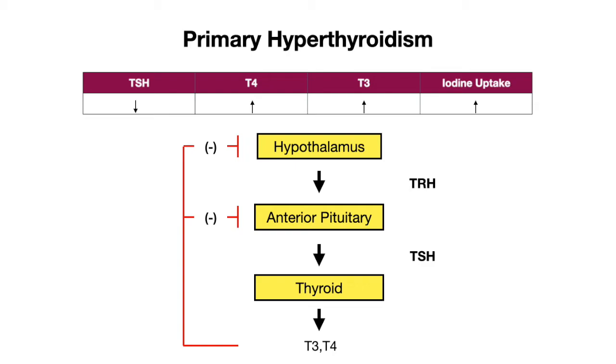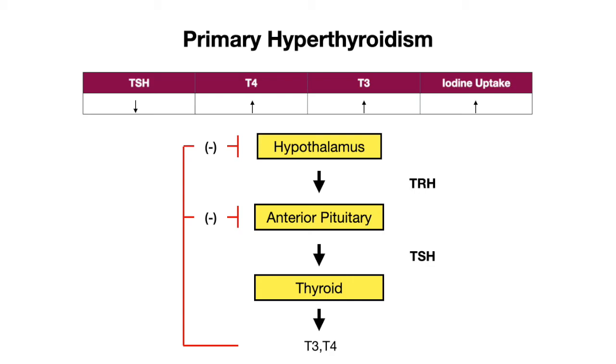Let's now go over a case of primary hyperthyroidism, and this is when the thyroid gland itself is producing too much thyroid hormone for whatever reason. So in this case, we said the primary driver is excess thyroid hormone, so your T4 and your T3 are going to be increased. As a result of this, the T3 and T4 are going to have a negative feedback effect on the anterior pituitary and the hypothalamus. So this actually causes our TSH to decrease in response.